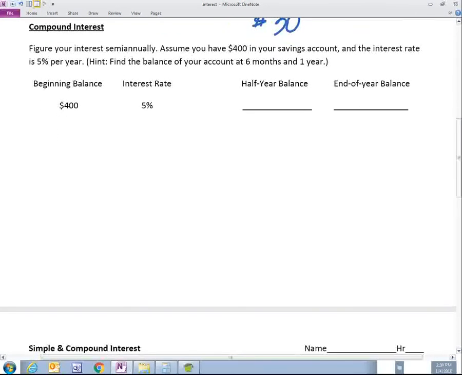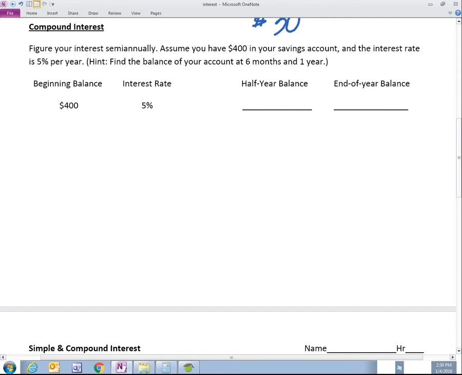Now, this one gets a little bit more interesting. Tomorrow it's going to be a lot more challenging than today, but today's just the intro anyway. So we have figure your interest semi-annually. So that means it's going to happen twice. And this is compound interest, so that means that they build on each other.